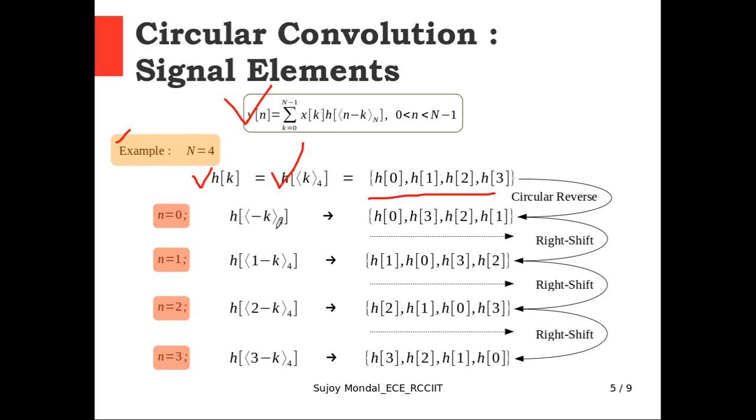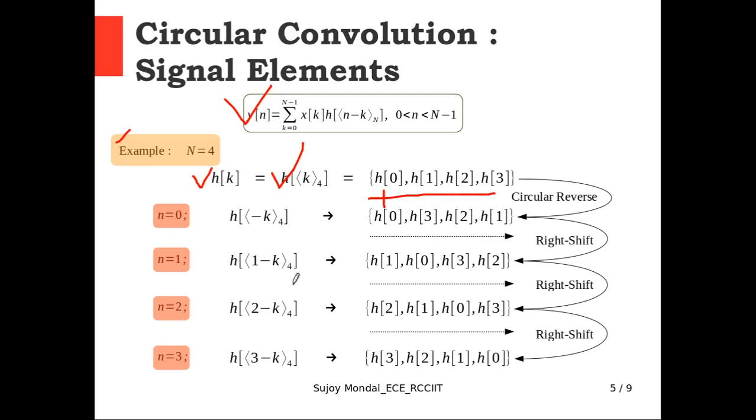Now h of minus k, associated with n equals 0, is from this particular function which is required to compute y of 0. So h of minus k is basically the circular reverse shifting. This can be found directly from the original sequence such that the first sample point stays in the same place and the rest of the sample points are written in reverse order.